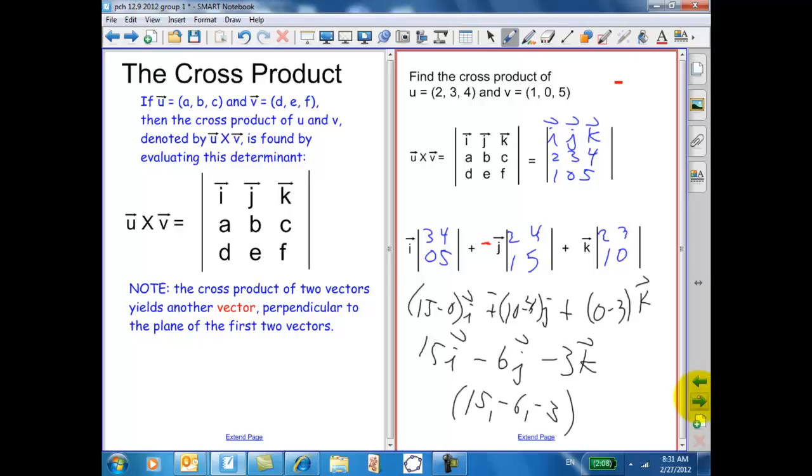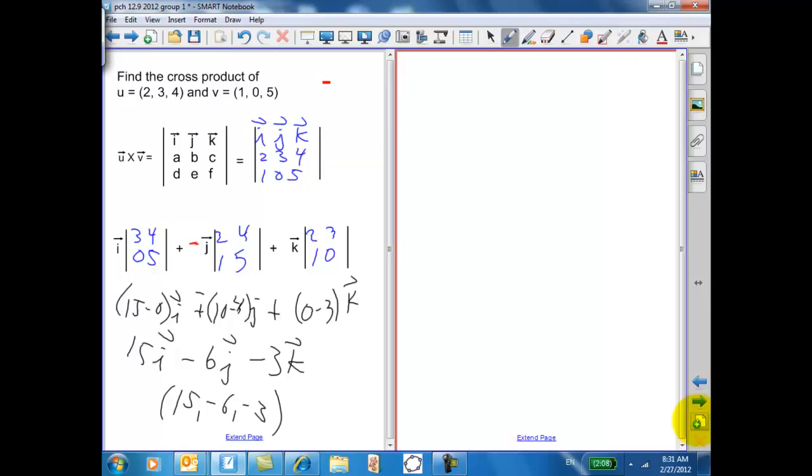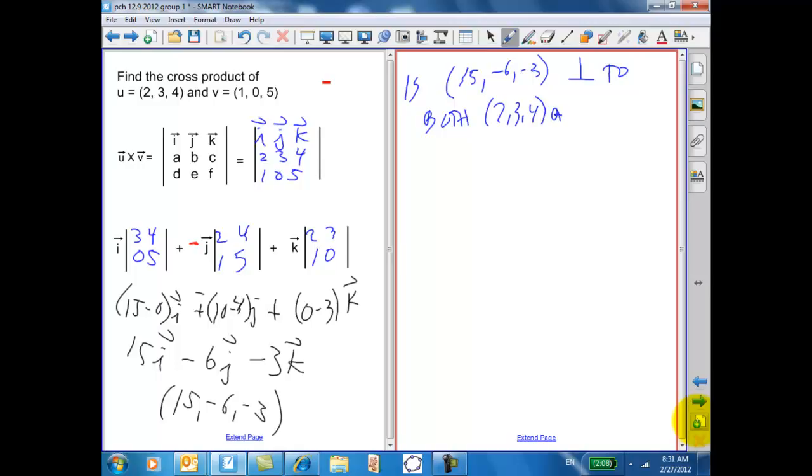Okay? Let's check it. If it's the cross product, it should have created something perpendicular to both the original vectors. So before we get into the properties, I just want to do this check here. Is 15, negative 6, negative 3 perpendicular to both 2, 3, 4, and 1, 0, 5? Okay, this half the room, test against 2, 3, 4. Go. Okay. This half the room, test against 1, 0, 5. Go. I will try to do both. And what is your test for this? The dot product.